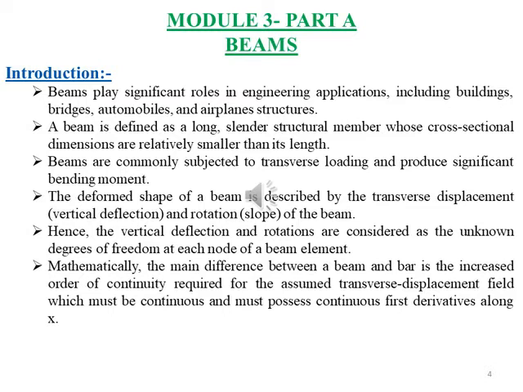Mathematically, the main difference between a beam element and the bar element is the increased order of continuity required for the assumed transverse displacement field. It has to be continuous, and it should possess a continuous first derivative along the x-axis. To meet this requirement, both deflection and slope are considered as the nodal degrees of freedom for a beam element. The primary tool for analysis of the beam element is the Euler-Bernoulli beam equation. We shall see this in the next slide.